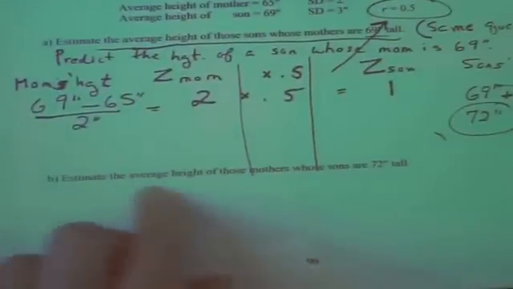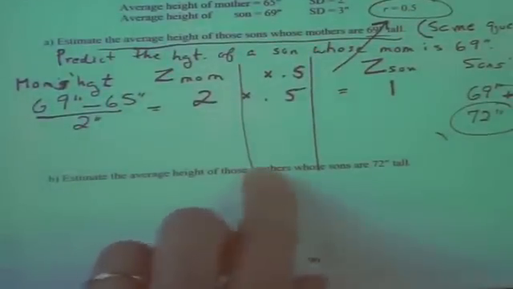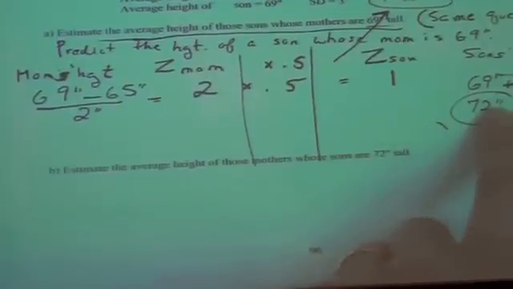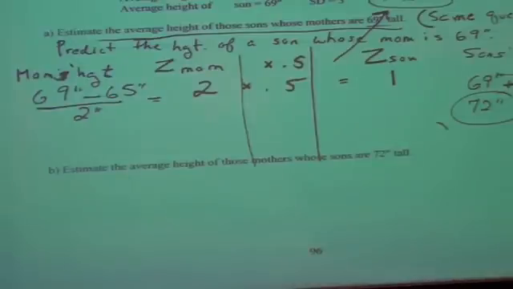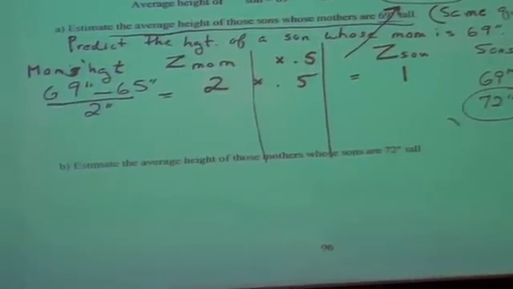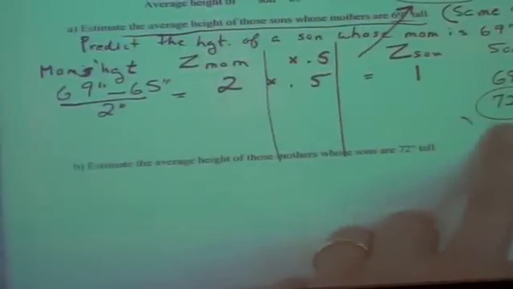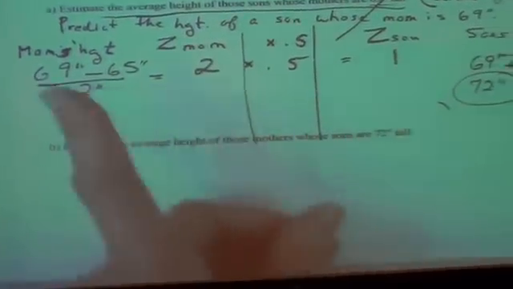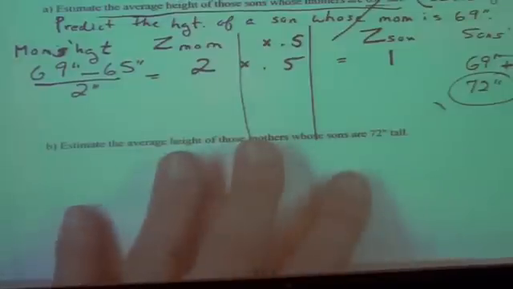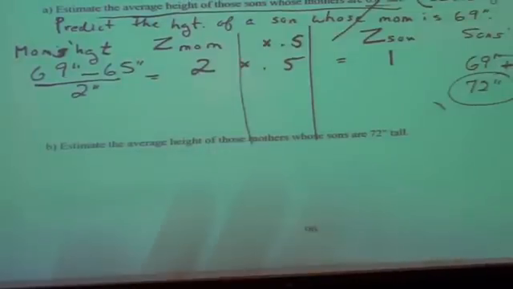Now it says, estimate the average height of those mothers whose sons are 72 inches. So you might think, mothers who are 5'9" have sons who are 6 feet, so sons who are 6 feet should have mothers who are 5'9". But let's just do the math and see what happens.